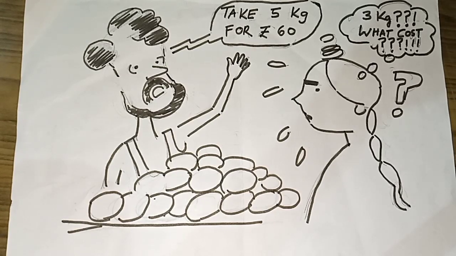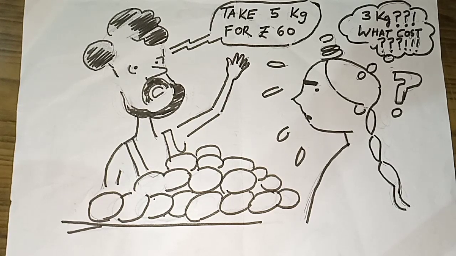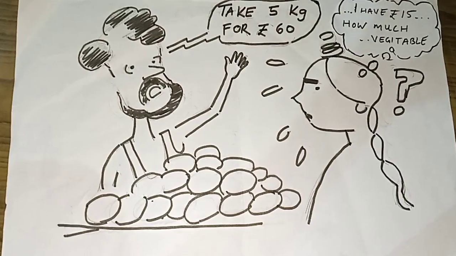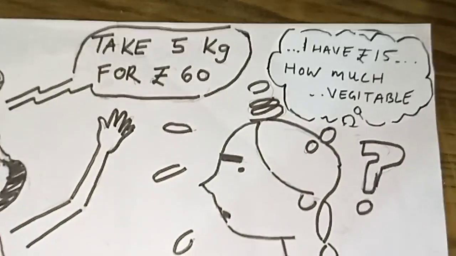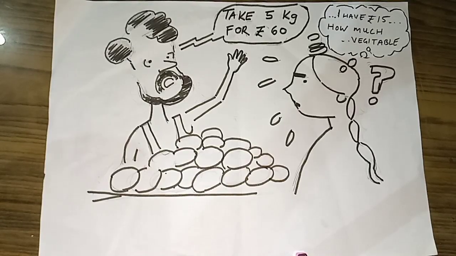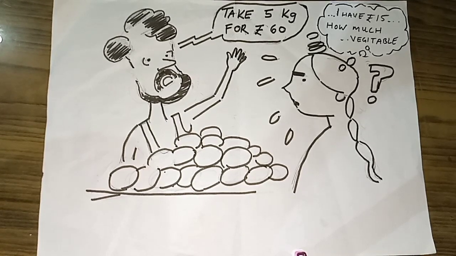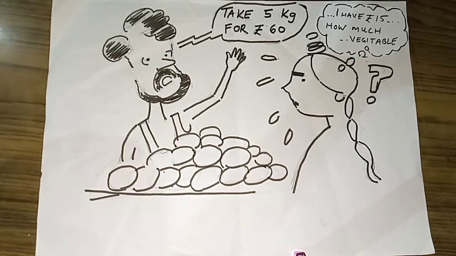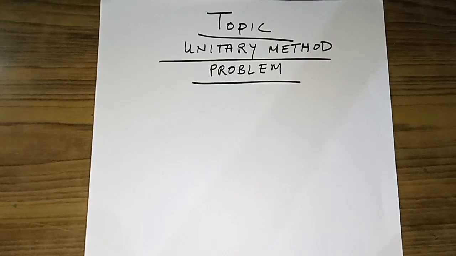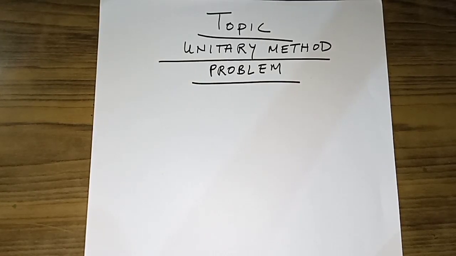Now let us change the situation. Let us change the question in the mind of the girl. Now she is not able to calculate how much vegetables she can buy in 15 rupees. How can this new calculation in the mind of the girl be solved? Actually, this is the problematic question of this video. The topic of this video is unitary method problems.